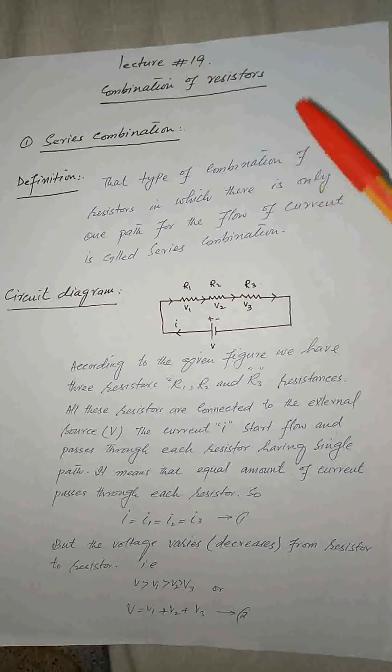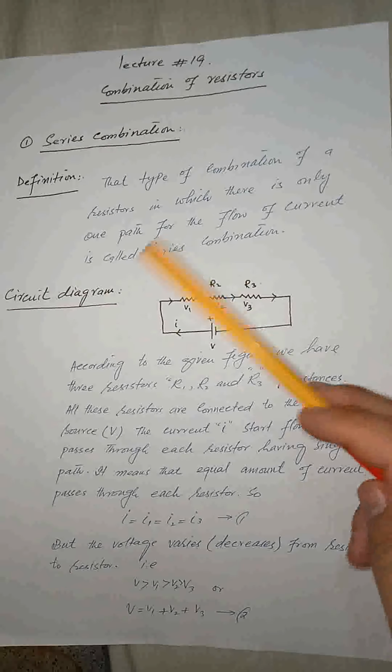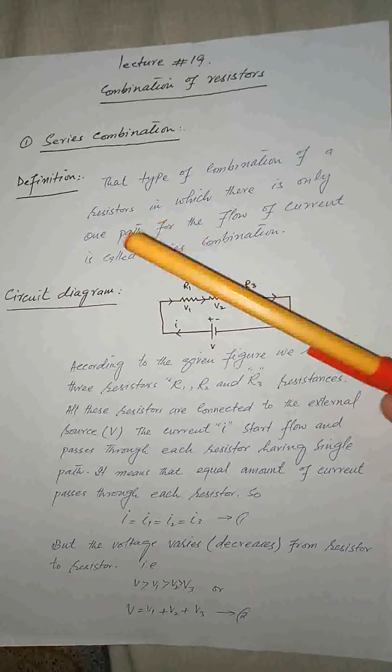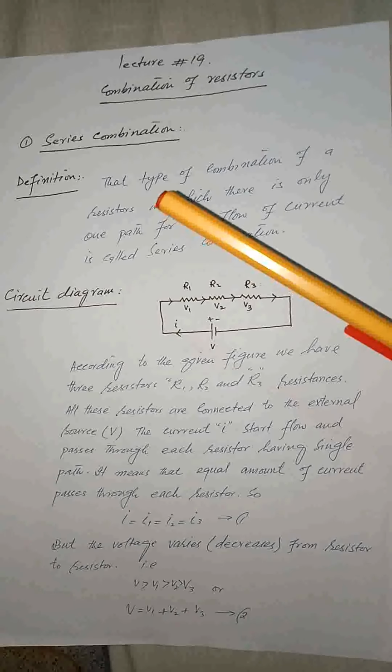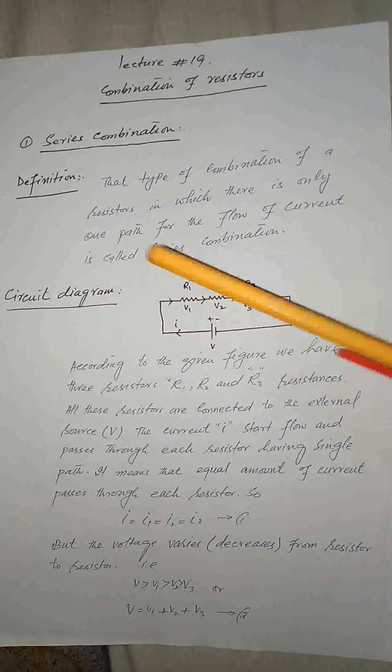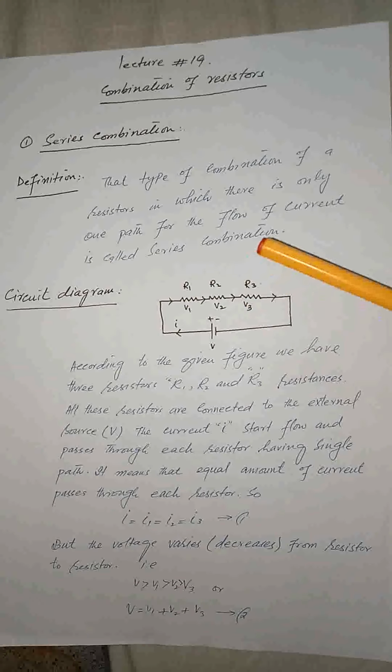So there are two types of combination of resistors, like capacitors. One is called series combination, and in this lecture we will discuss series combination of resistors. Definition: that type of combination of resistors in which there is only one path for the flow of current is called series combination.